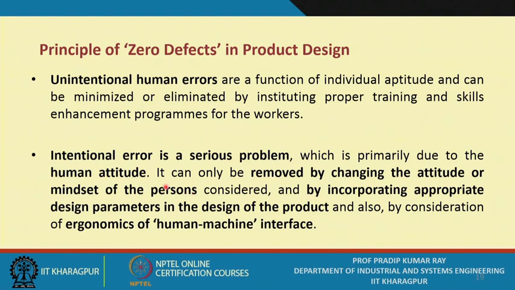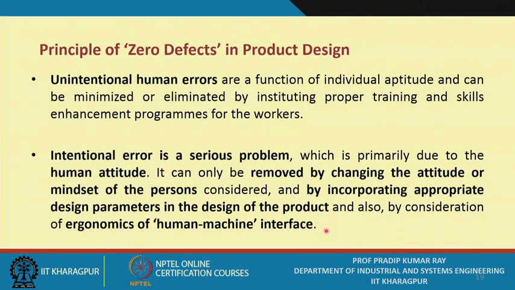But the main problem is how to eliminate the intentional human error. This is a serious problem which is primarily due to human attitude. It can only be removed by changing the attitude or the mindset of the persons considered, and by incorporating appropriate design parameters in the design of the product, and also by consideration of the ergonomics of the human machine interface. So, this is very, very important. This point is to be noted.